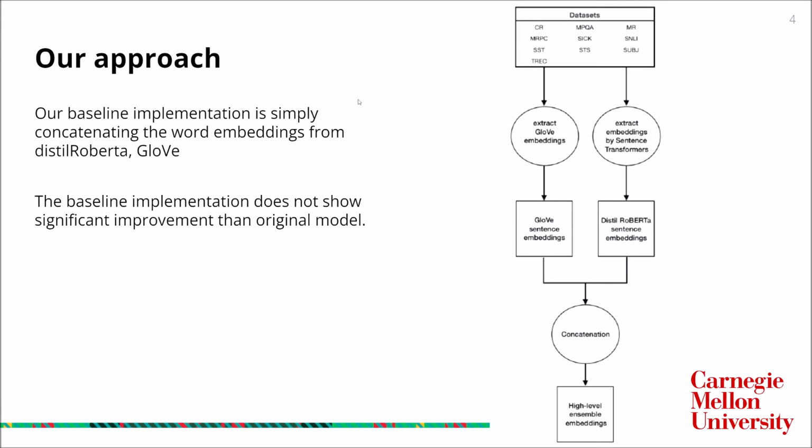As you can see from the flowchart on the right, our baseline implementation is simply the concatenation of the word embeddings from DistilRoBERTa from the sentence transformer library and then GloVe embeddings. There is no training involved in the baseline implementation. And because the baseline does not show significant improvement over our original models, we have come up with two ways to further improve the performance.